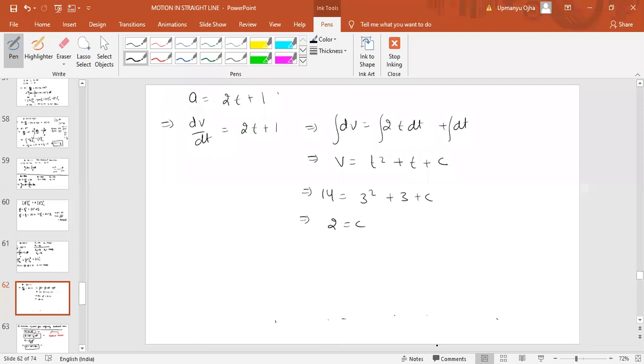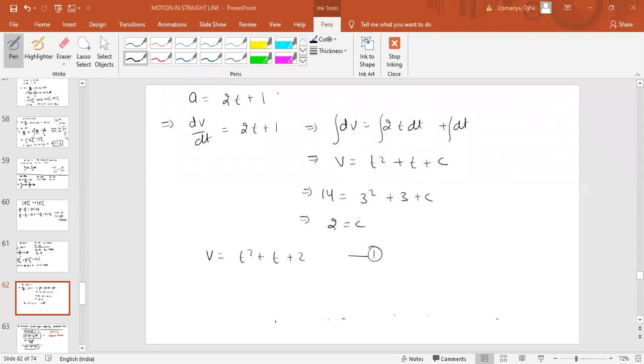Yesterday in question number 4, I made a mistake, so I am rectifying that mistake. We get the C value equal to 2, since 14 minus 9 minus 3 is 2. Now we have the equation: v is equal to t square plus t plus 2. This is the equation of velocity.